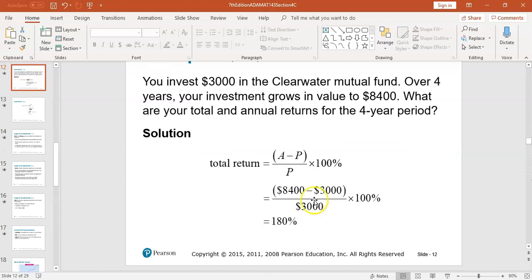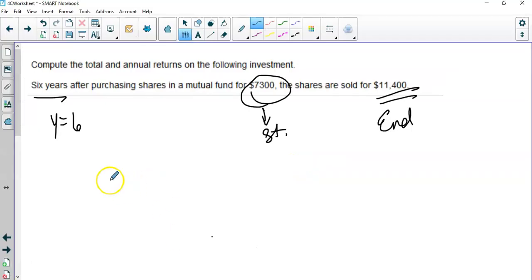So the total return is how much you made when you cashed out, and then subtract the value that you initially put in. And so this is going to be $11,400. Let's subtract out the $7,300. And then we're going to divide by 7,300.